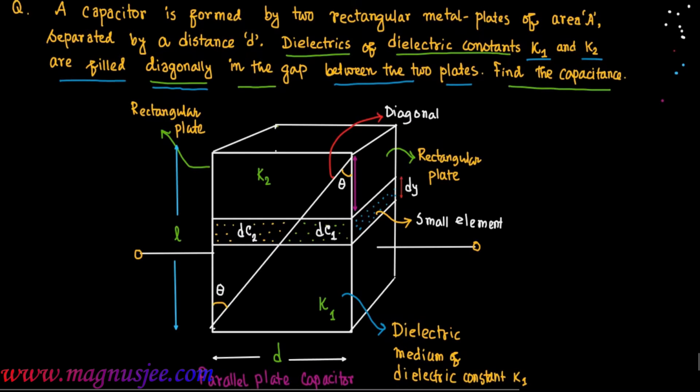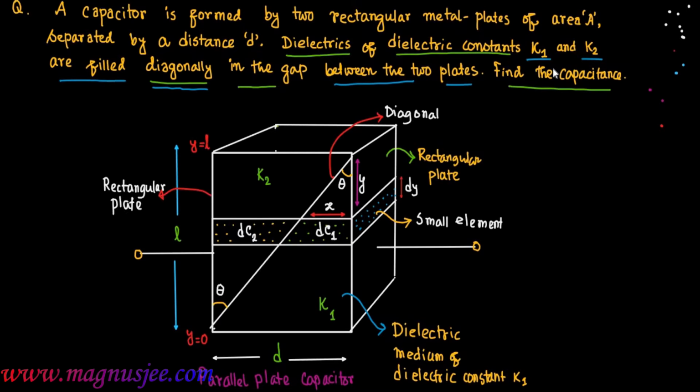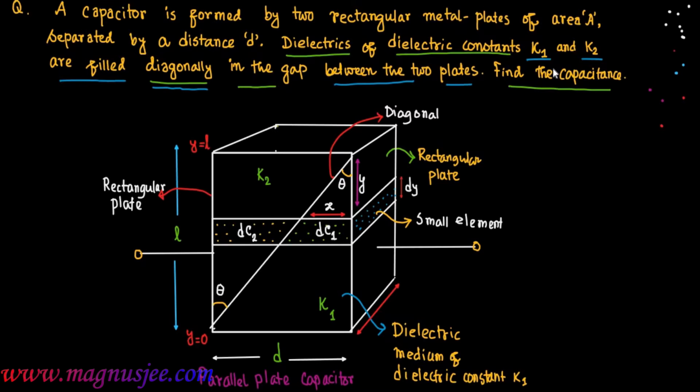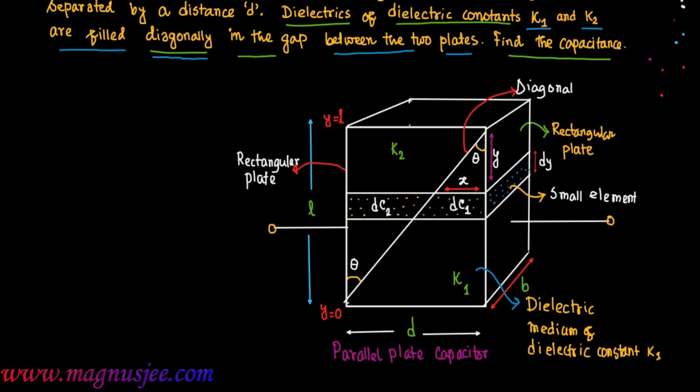We can denote the length of this portion, that is y, and also the length of the horizontal portion, x, of this triangle. Here y equals 0 at the lowest point and y equals L at the highest point of each rectangular metal plate. We can denote the width of each rectangular plate. Here B is the width of a rectangular plate.